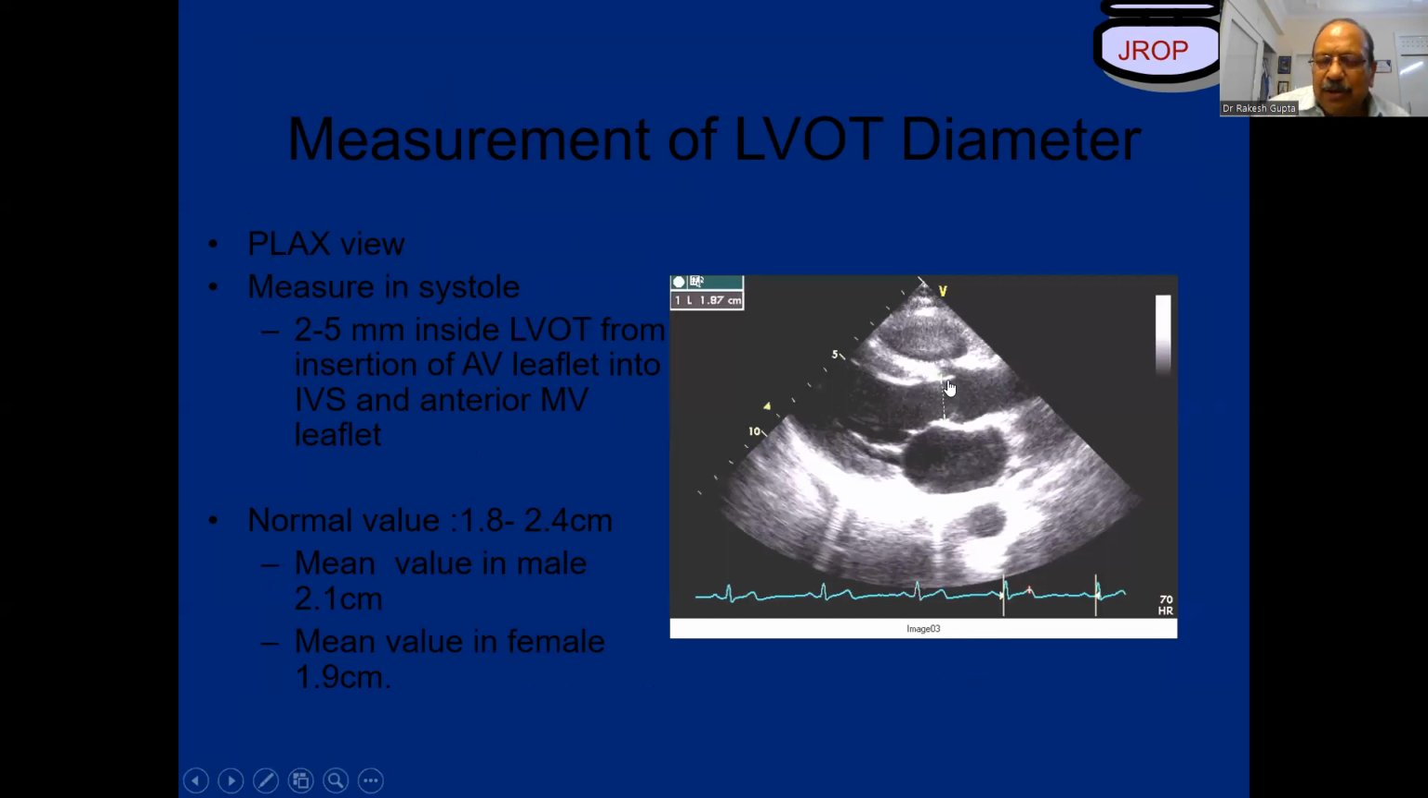When do we look at LVOT measurement? We look at the hinge point of the right coronary cusp and the non-coronary cusp, and draw a line to join this hinge point of right and non-coronary cusp. That will give you an LVOT measurement, although some people call it annulus measurement. True LVOT is 2 to 5 millimeters inside from this hinge point, anteriorly as well as posteriorly, and then join a line to get the LVOT dimensions.